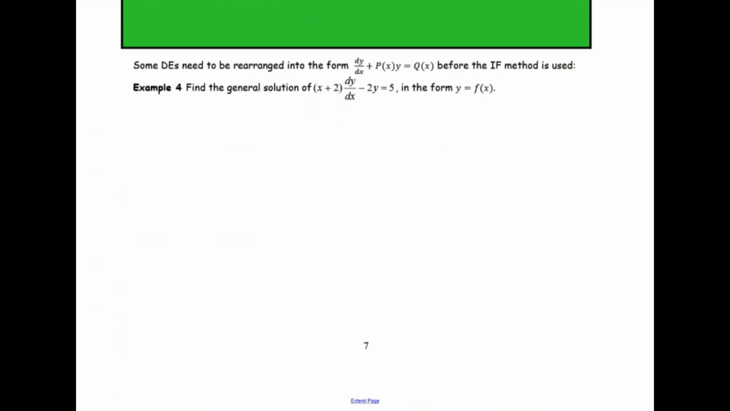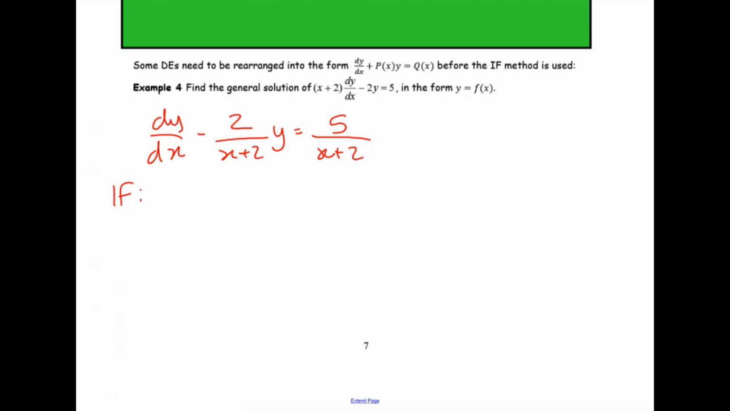Now the ones that we've done so far have been in the form that we've wanted them to be in. They've been dy by dx on its own and y times a function of x. Sometimes it won't always be like that, but you may be able to rearrange it to get into that form. For example, this one here, the dy by dx isn't on its own. So the first step I've got to do is divide everything through by that x plus 2 bracket. So the 2y needs divided by x plus 2 and also the 5 on the right hand side.